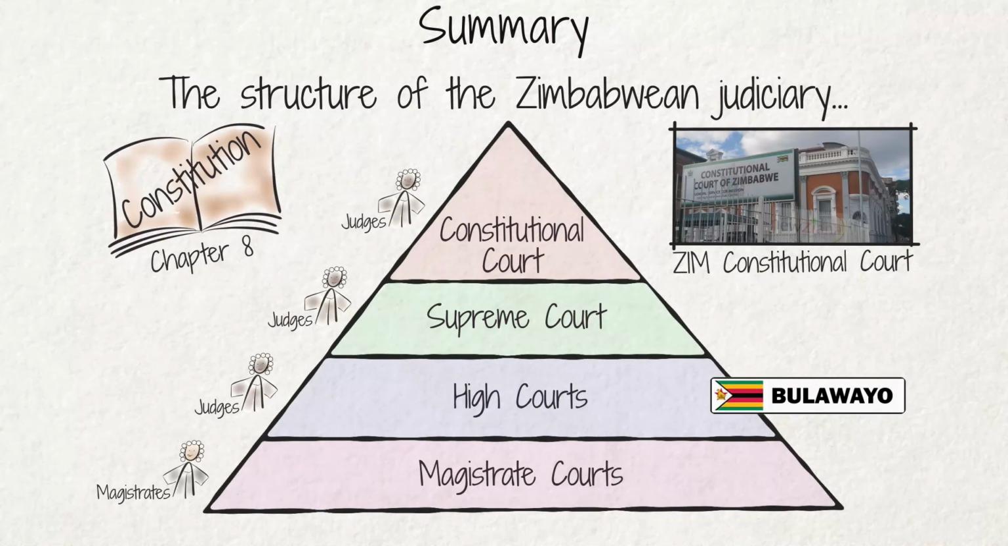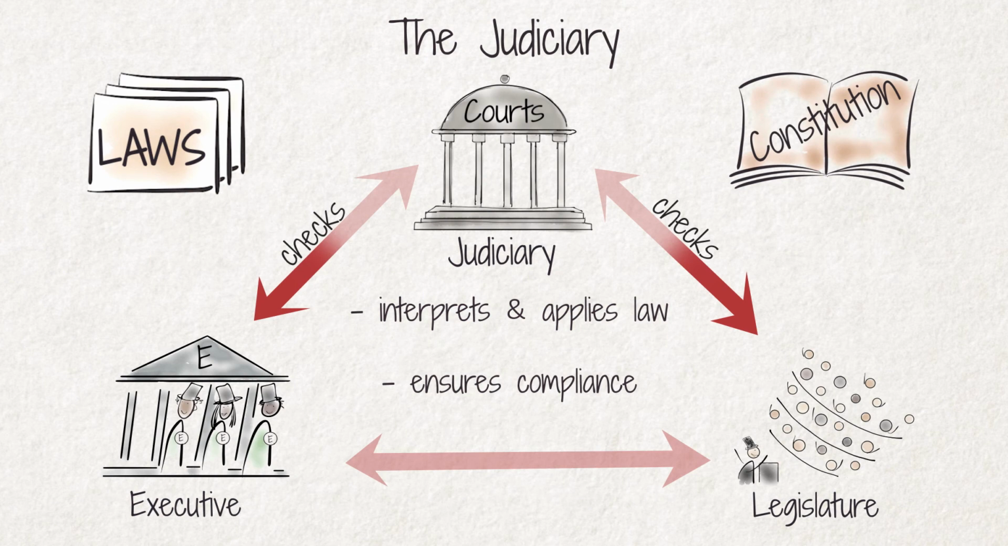Summary: the judiciary is composed of various courts within a democratic state and the judges and magistrates who sit in the courts of Zimbabwe. The judiciary does not introduce or pass any laws, but it is meant to interpret the law and apply the Constitution.